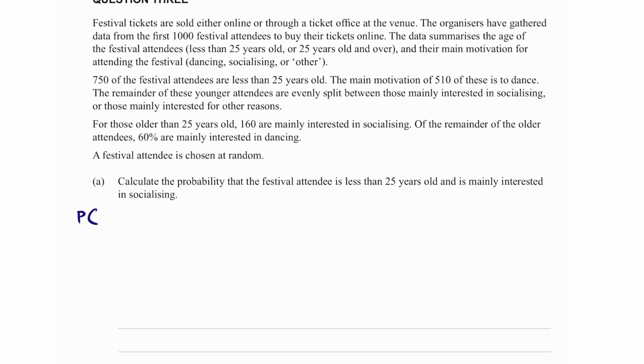So the probability that x is less than 25 is going to be 750 over 1,000. That's 0.75. That means that the probability that x is greater than or equal to 25 is going to be 0.25, because it's the complement of that. Okay, what else do we know?